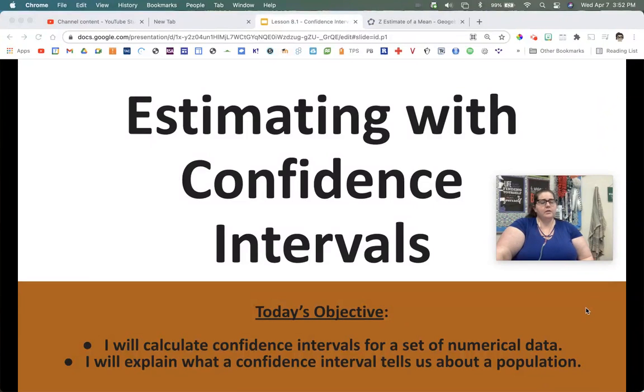Hey y'all, so I'm going to quickly talk through just the gist of confidence intervals, and we will talk more about this in class. So we're going to talk about how we do a confidence interval and how we interpret it. Those are kind of the two big things.